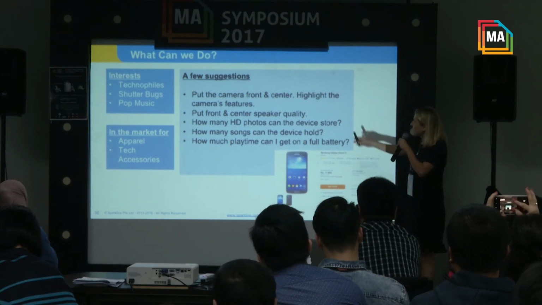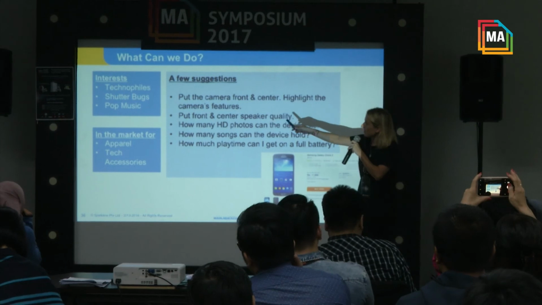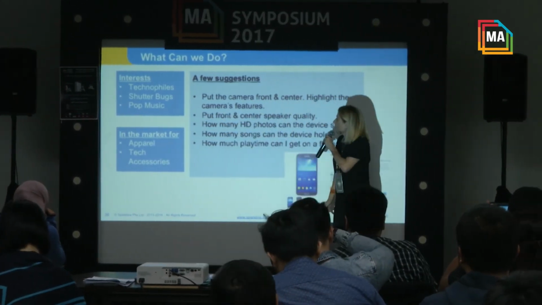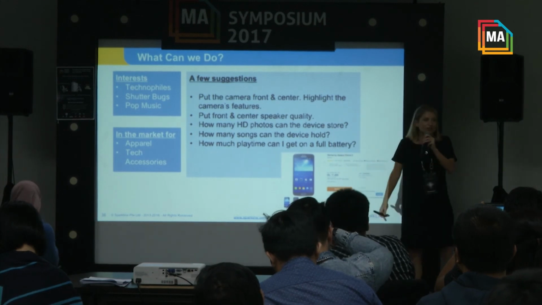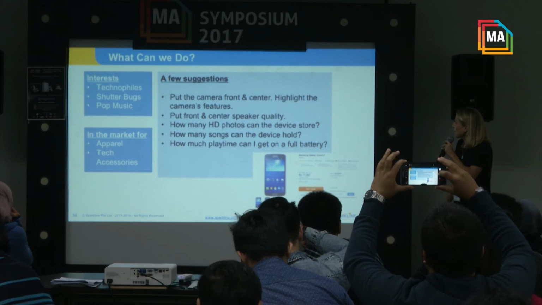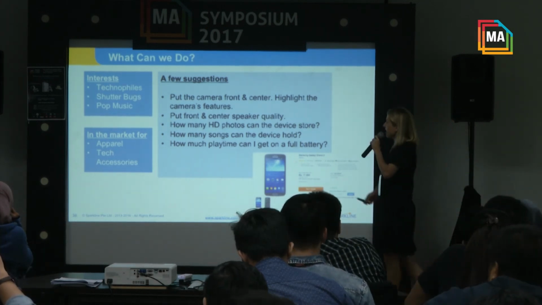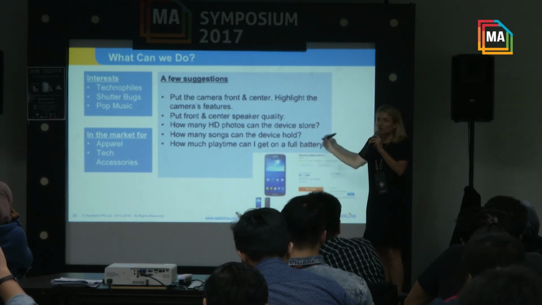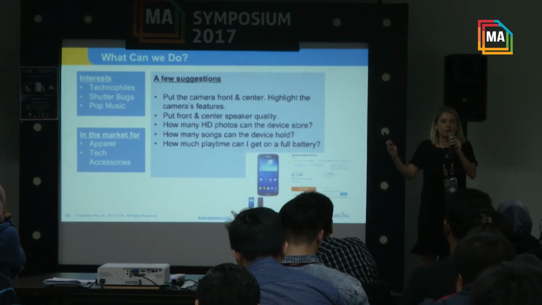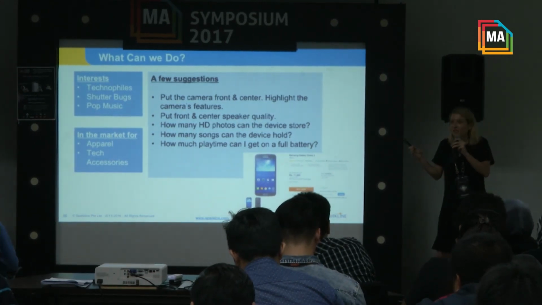So over here, I can put the camera front and center and highlight those features because I know these people are interested in the camera feature of the phone. I could put speaker quality because I know they all like music. I could show how many HD photos I can store on the device, and advertise how many songs the device can hold. So the power of the device is not just how much memory you have, but how many songs it can store, because I know you guys like music.